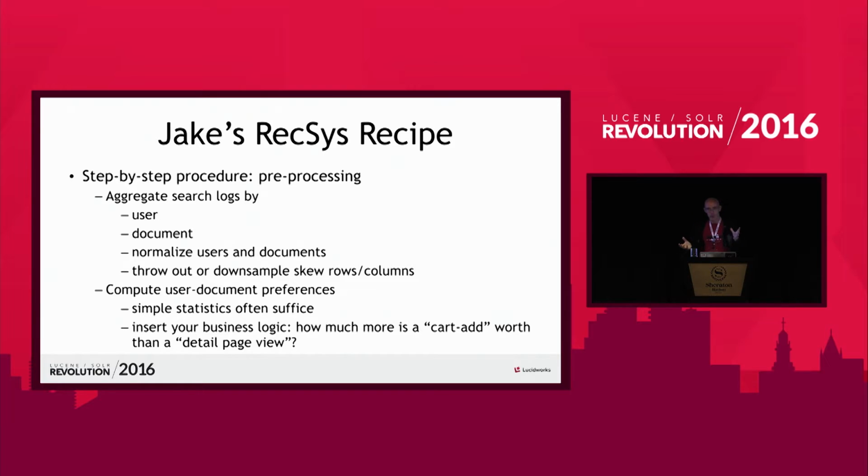Step by step. First thing we're going to do is some pre-processing. So we've got these query logs. Aggregate your search logs by user, aggregate them by document separately, by item, and do some normalization there. This is one of the key steps. You've got some things that are ultra popular, and some users that maybe are bots, so you can filter them out easily. Maybe they're not bots, but they still click on everything and they're not very useful. They're weird anomalous users that just consume too much of your data.